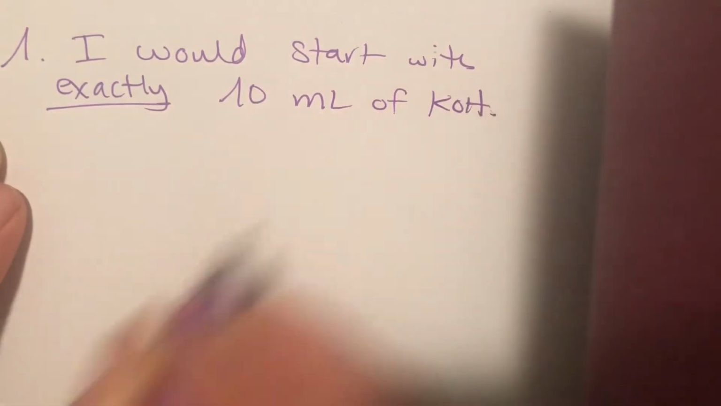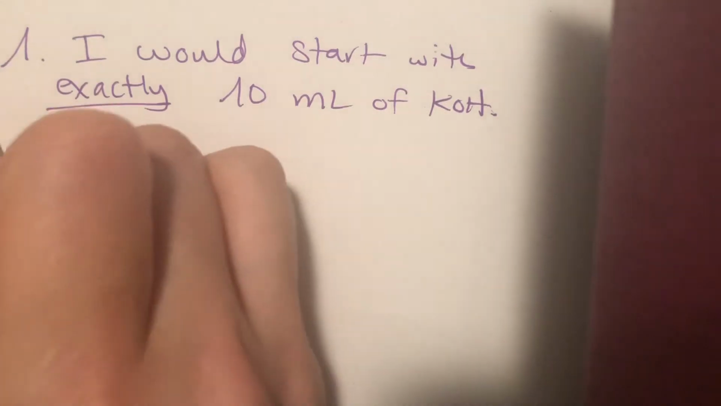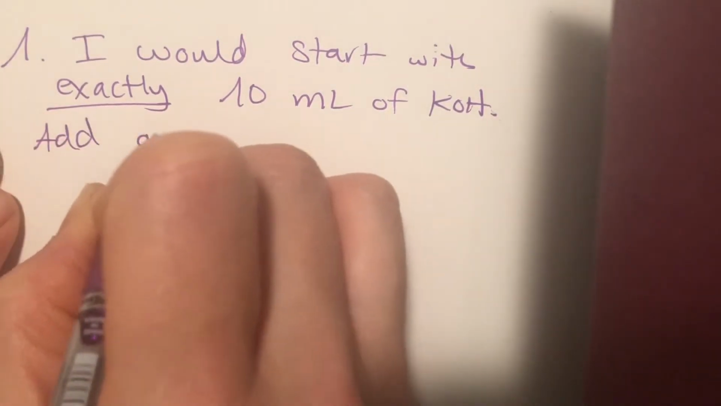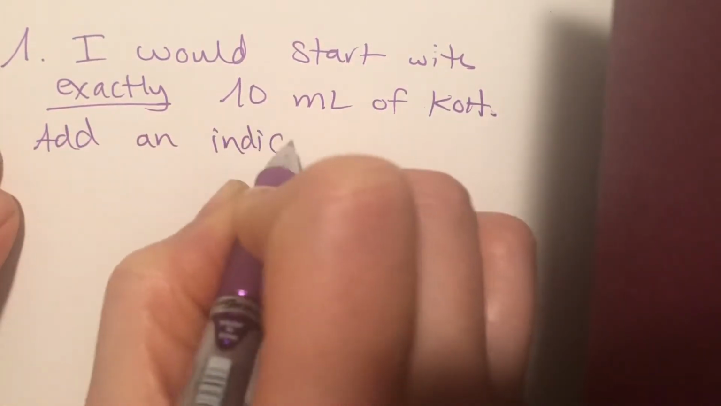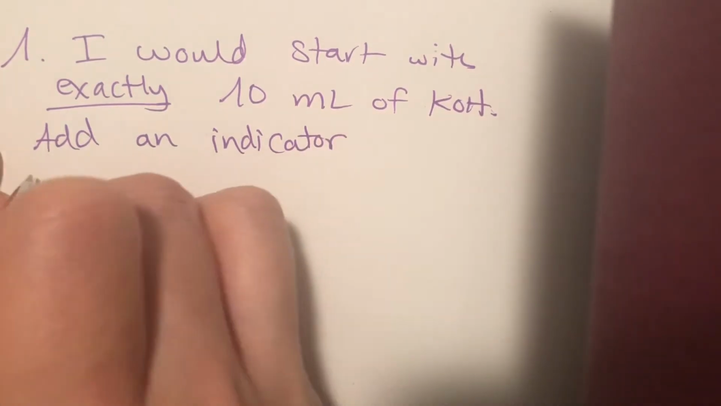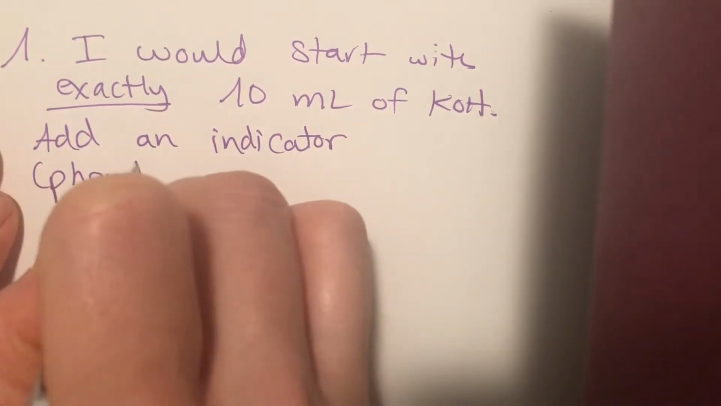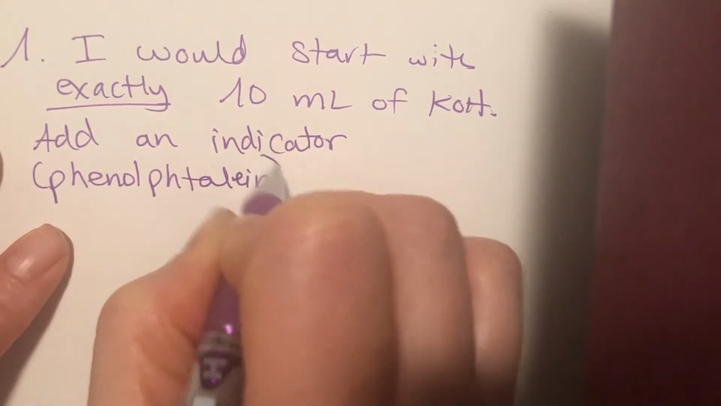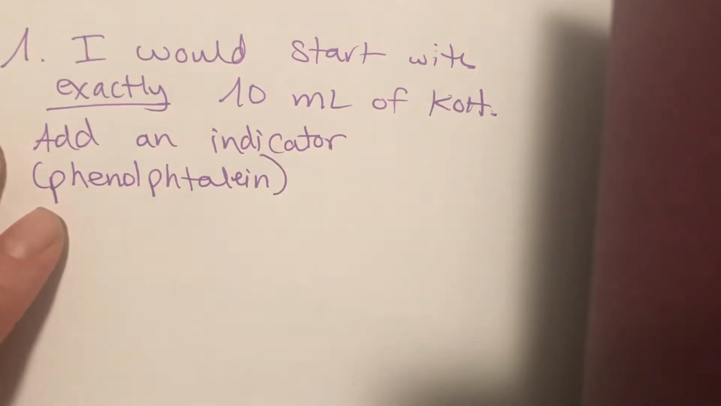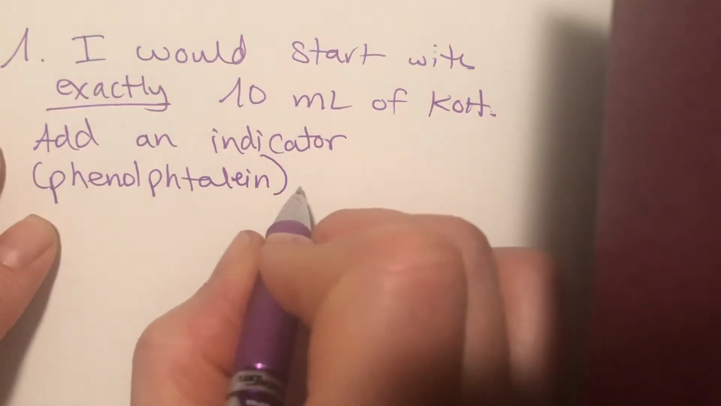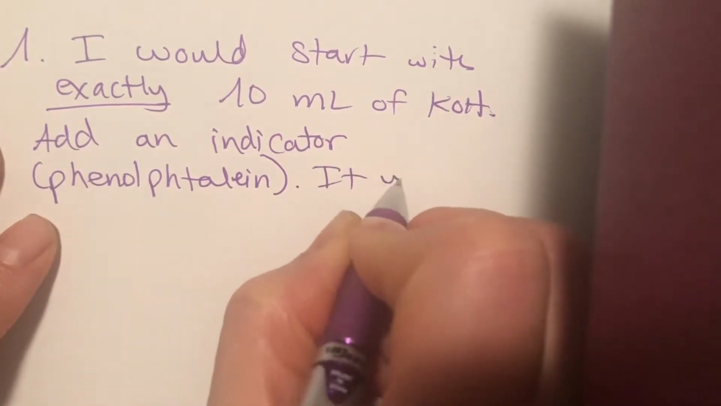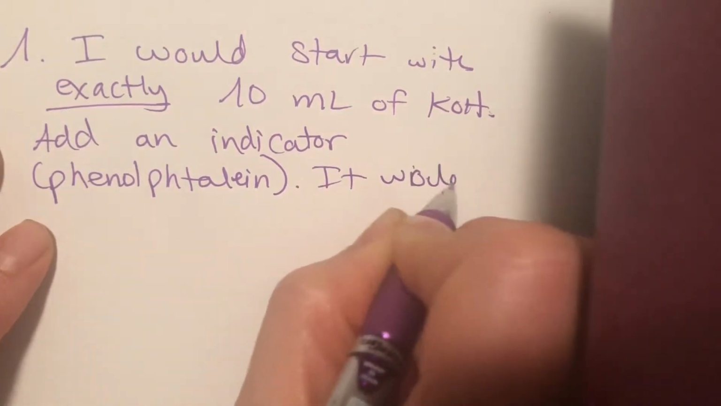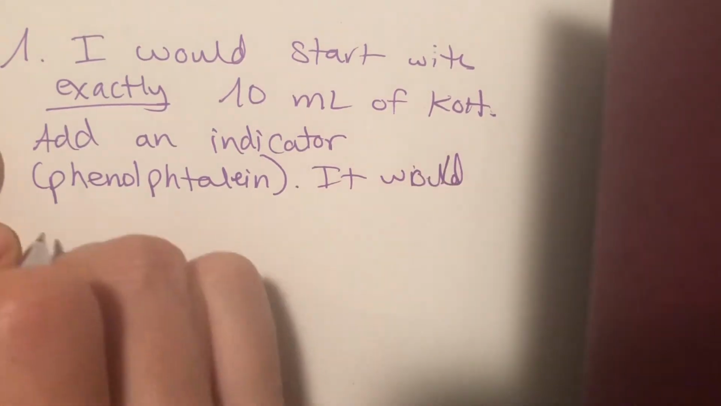I would then, before I can even start a titration, need to add an indicator. The best indicator to use to see where it actually changes would be phenolphthalein. So I'm going to indicate that I'm using phenolphthalein. Spelling on phenolphthalein, not that important at this point. I'd add an indicator. It would turn pink because it is a base.